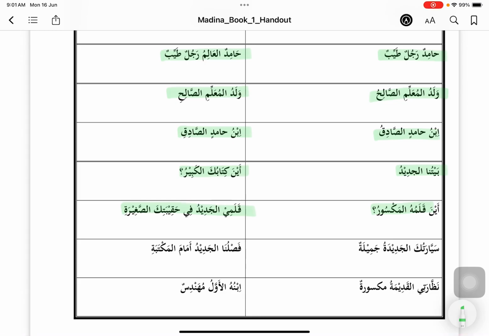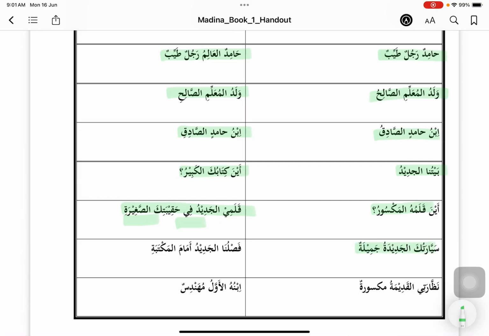Fi haqibatika, in your bag, as-saghirati, the small. So as-saghirati is going back to haqibati. Haqibati has a kasra below it because of the fi. The fi, which is a preposition, puts a kasra at the end of haqiba. And then that will match as-saghirati, the small bag.